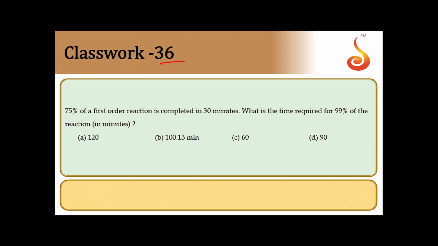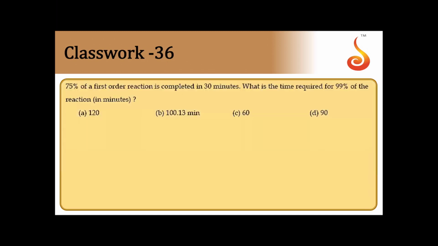36th one now. 75% of a first order reaction is completed in 30 minutes. Time required for 99% completion. 75%, 30 minutes. 99%, how much time does it take? So K is equal to 2.303 by T into log of initial by remaining. When you take 75%, 25 remains. So 100 by 25, so log 4 will come here. And time is 30 minutes given to us. Implies K is 2.303 by 30 log of 4.